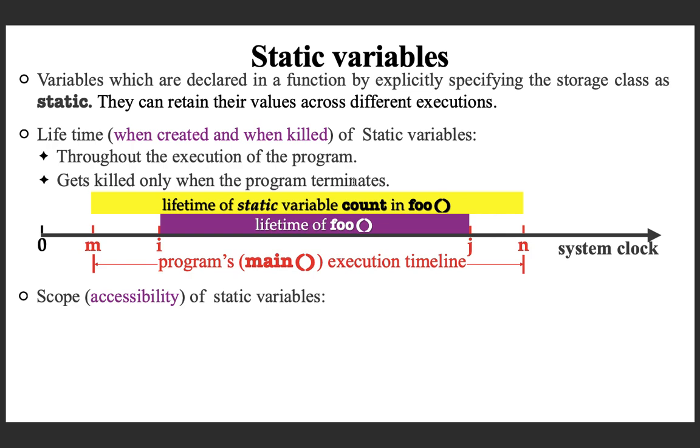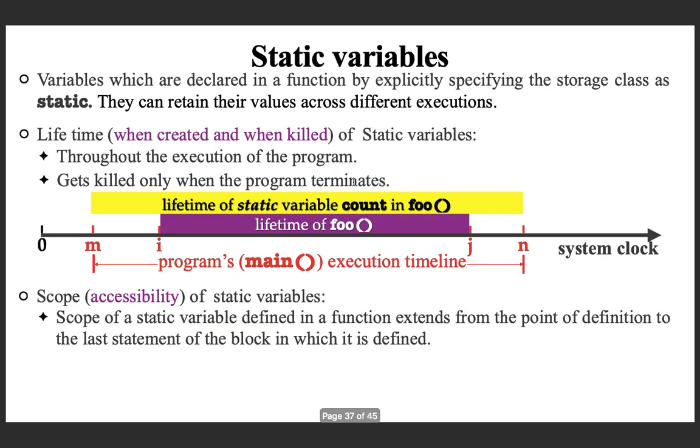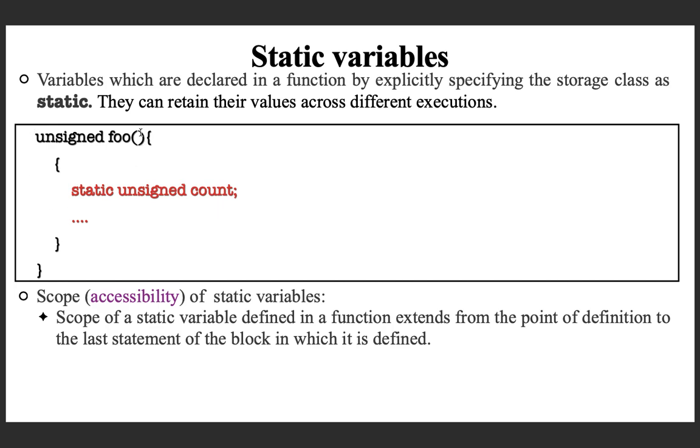So just recollect the points that we learned about automatic or local variables. That is, their scope extends from the point of definition of that variable to the last statement of the block in which it is defined. Example, suppose you have a function foo in which you defined a static variable, then their scope or accessibility starts from this point and goes all the way till the last statement of the block in which it is defined.